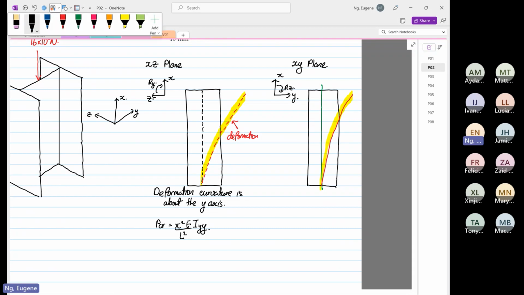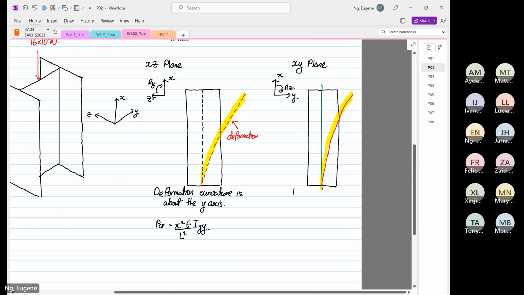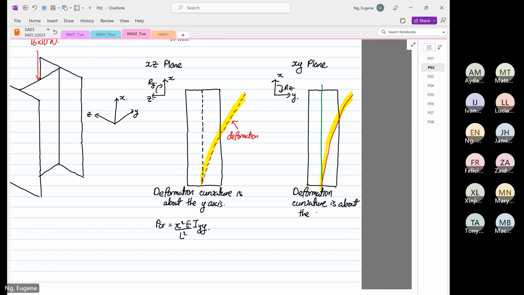So we note down here the deformation curvature is about the z-axis. For this case, the formula will look like P critical is equal to pi squared over L squared E IZZ. So we have two now. We can use IYY or IZZ.